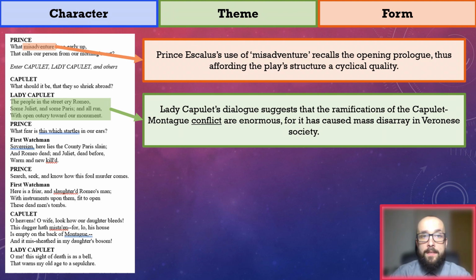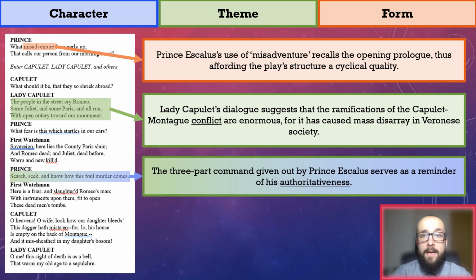Looking for answers, Prince Aeschylus issues a 3-part command. Now, this serves as a reminder of his authoritativeness, whilst also suggesting that he is able to keep a cool head in quite tragic circumstances.